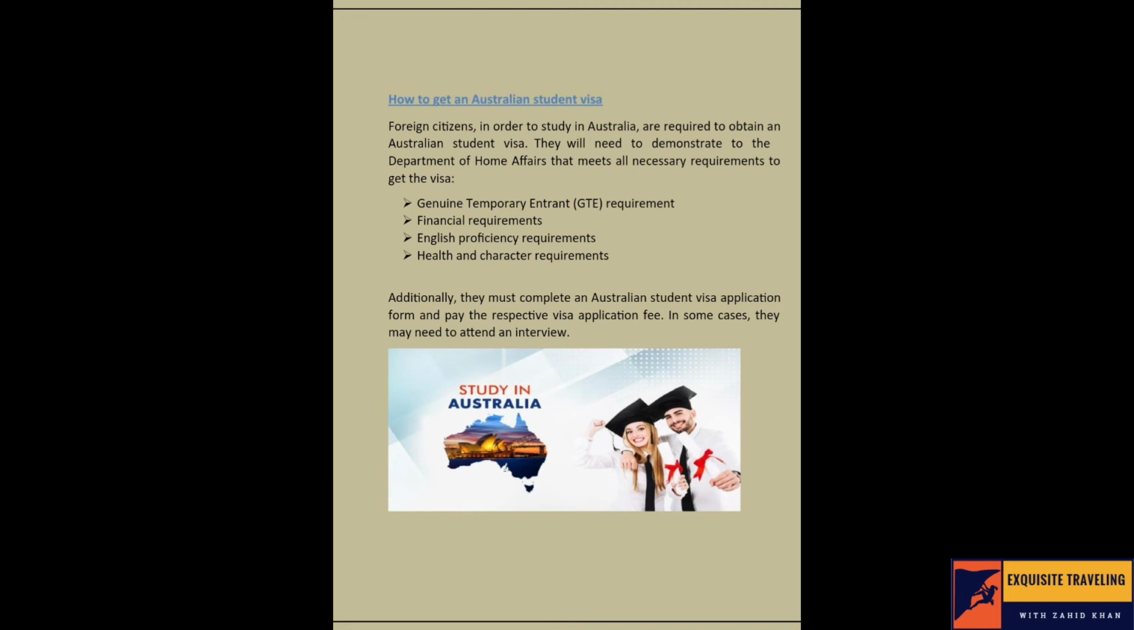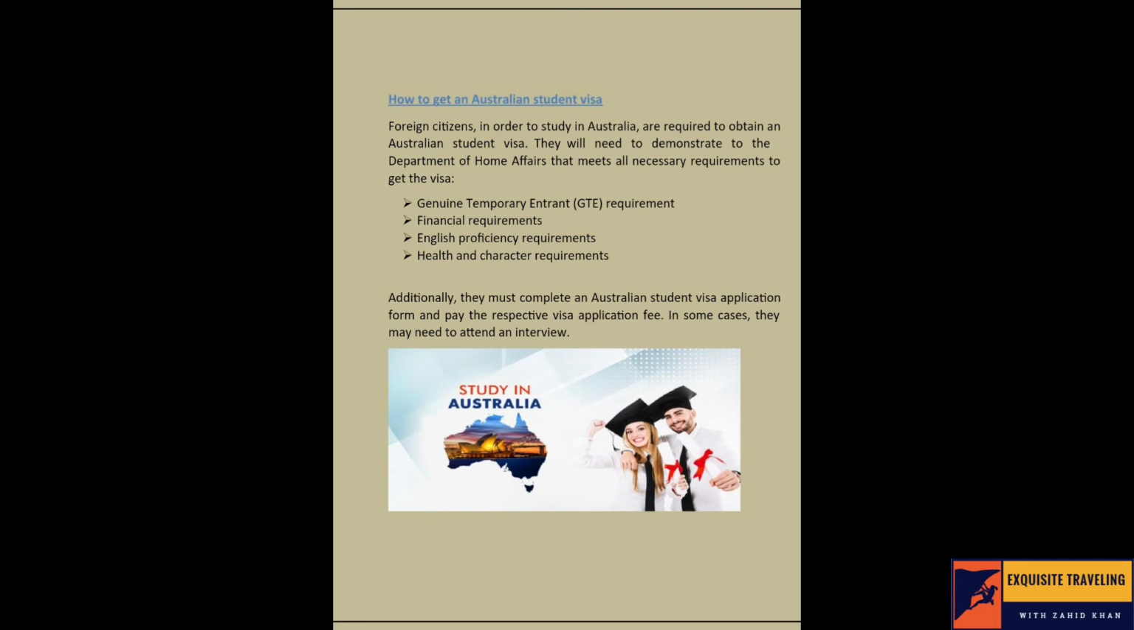Foreign citizens, in order to study in Australia, are required to obtain an Australian student visa. They will need to demonstrate to the Department of Home Affairs that they meet all necessary requirements to get the visa: Genuine Temporary Entrant, GTE, requirement. Financial requirements. English proficiency requirements. Health and character requirements. Additionally, they must complete an Australian student visa application form and pay the respective visa application fee. In some cases, they may need to attend an interview.